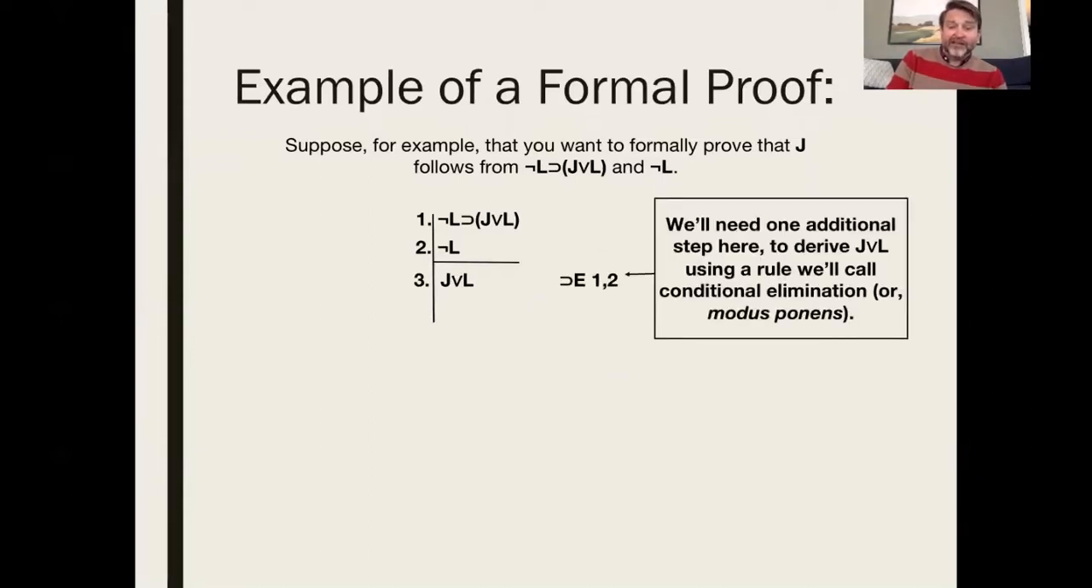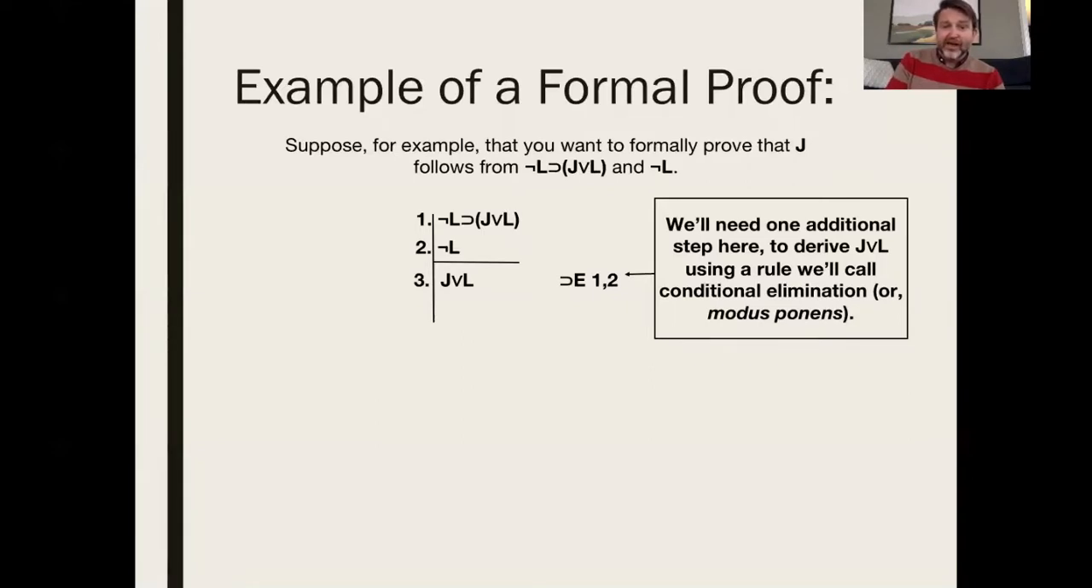So what we would do next in deriving this conclusion is we would need a step here. So the step would be J or L. And we're able to derive this step using a rule called conditional elimination. So as you can see, we move from this conditional statement to eliminate that, basically because the antecedent of that conditional, it's not the case that L, was supplied by premise 2, we were able to determine that the consequent has to be true, right?